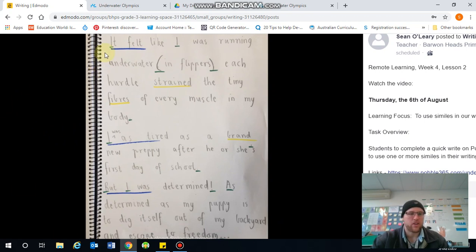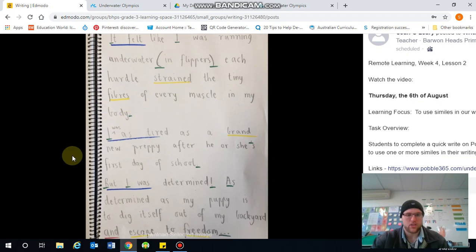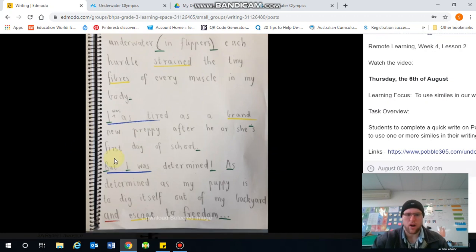So I'll read it to you. It says, "It felt like I was running underwater in flippers. Each hurdle strained the tiny fibers of every muscle in my body. I was as tired as a brand new prep after his or her first day of school. But I was as determined as my puppy is to dig itself out of my backyard and escape to freedom."